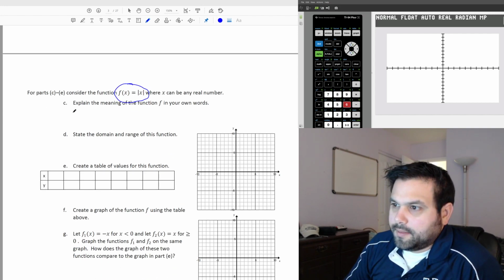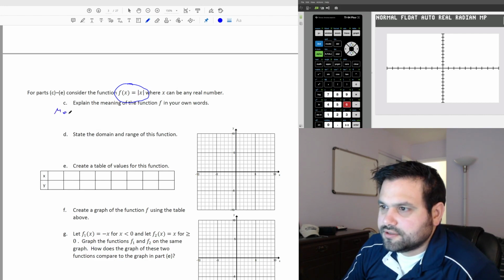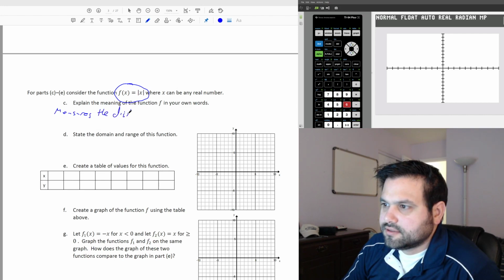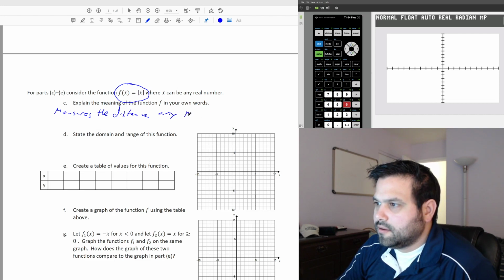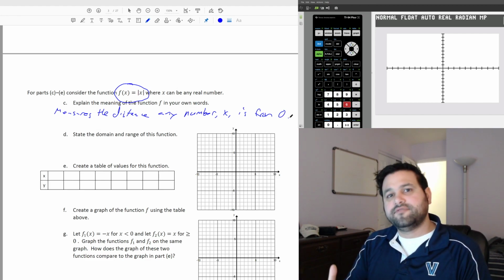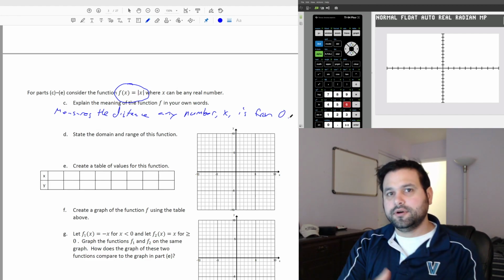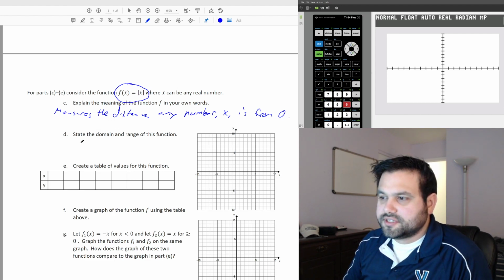Well, the function measures the distance any number x is from 0. Right? So we can plug any number in for x, and we will output the distance that number is from 0. So state the domain and range.